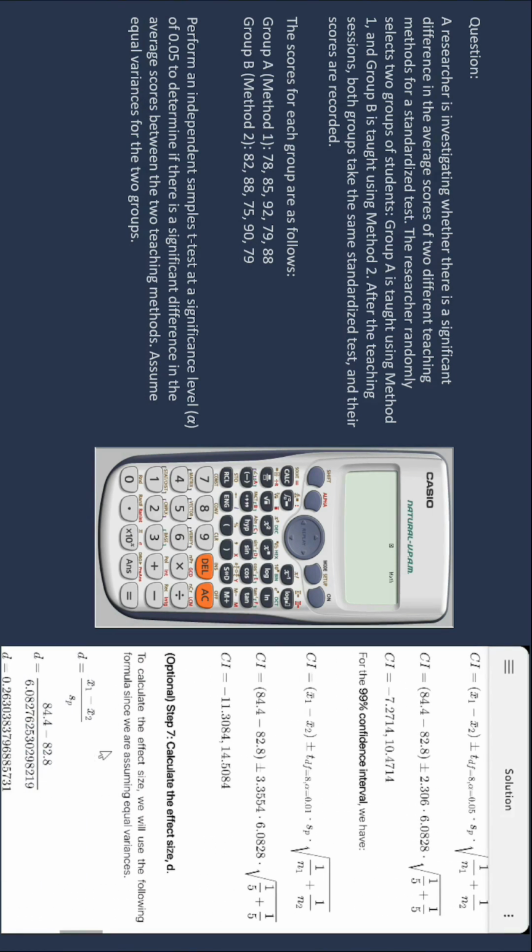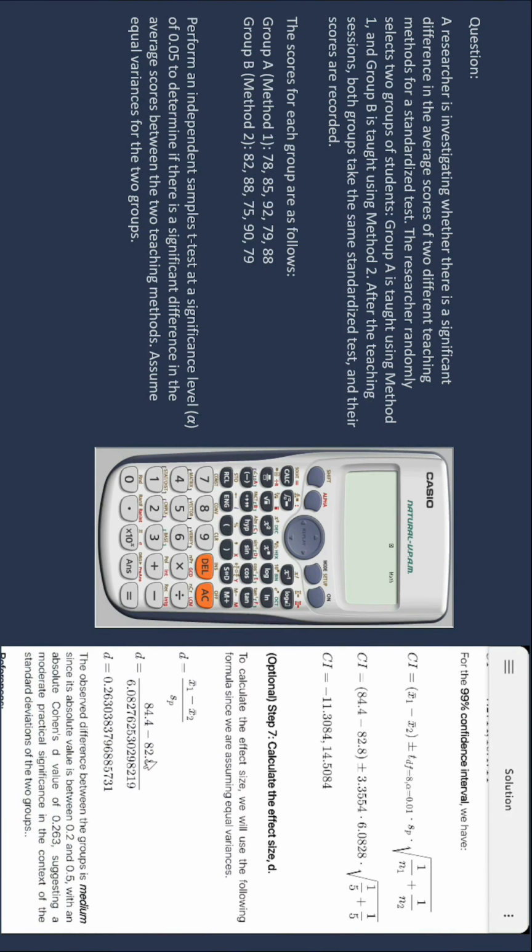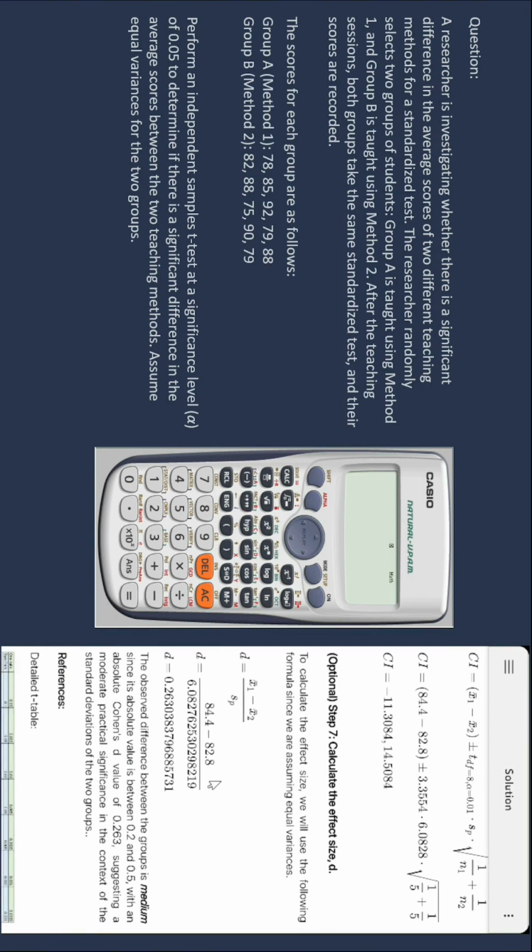So lastly, for the effect size, we use the following formula and find that the observed difference between the groups is medium or moderate, since its value is between 0.2 and 0.5. This means that the difference between the two teaching methods, while not huge, is still substantial enough to be considered of moderate significance. And that concludes the solution to this question.